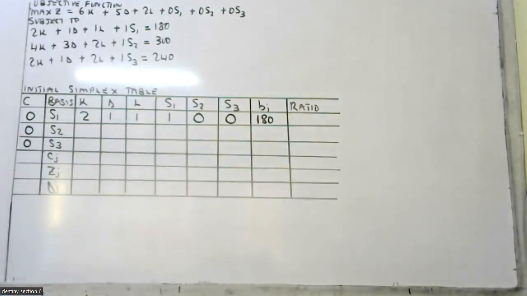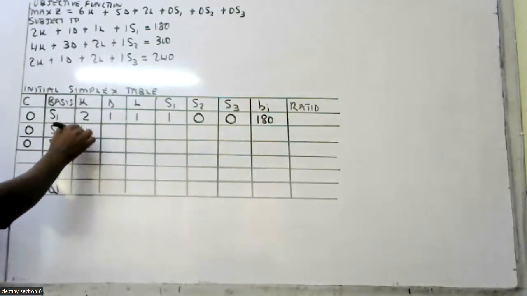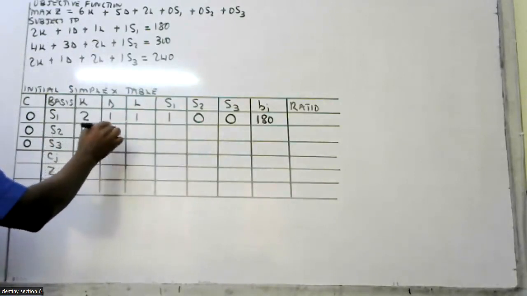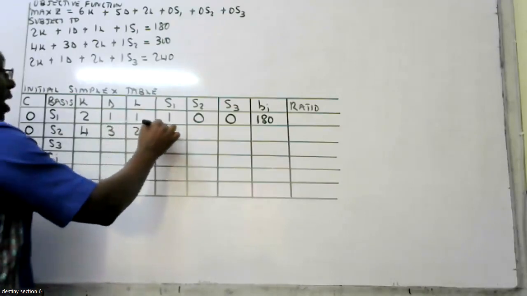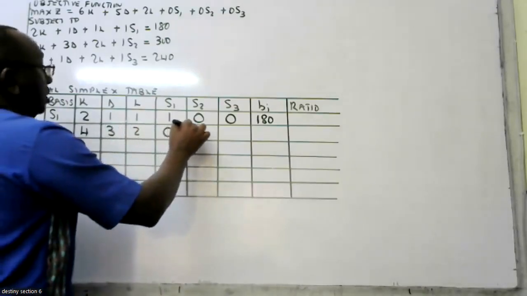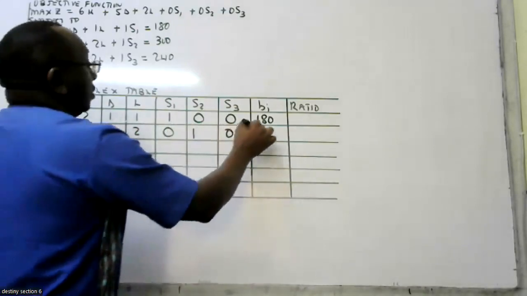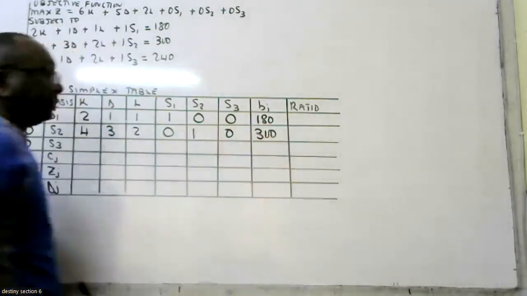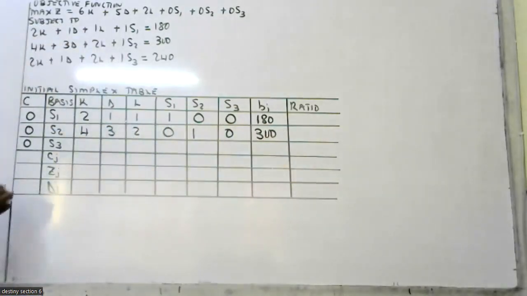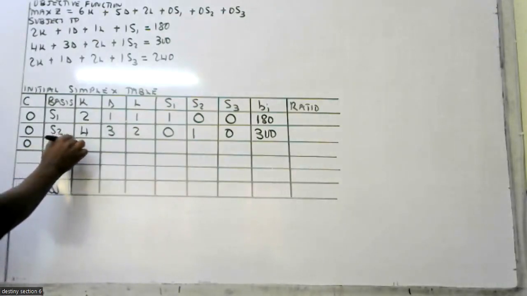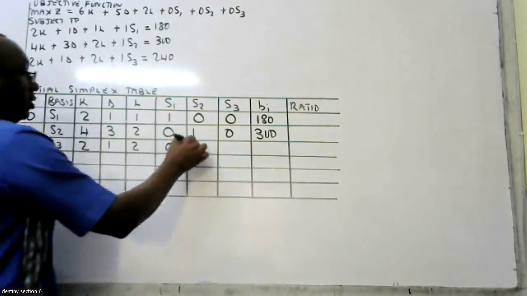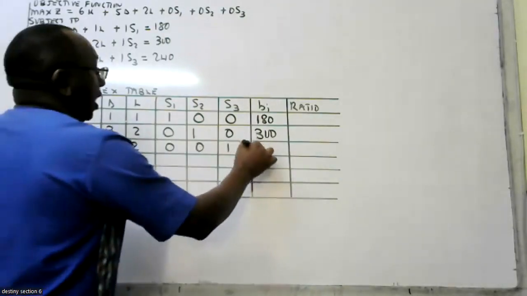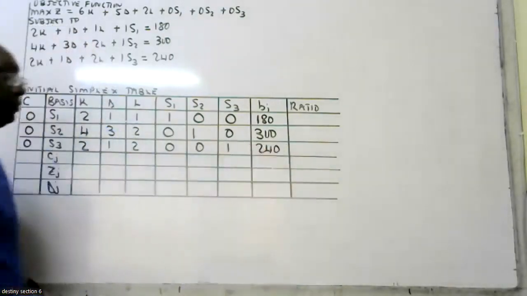Then I come to S2. I have 4, I have 3, I have 2, I don't have S1, but I have S2, which is 1. This is 0, and this is 300. Then S3, I have 2, 1, 2, 0, 0, 1, and 2, 4, 0.